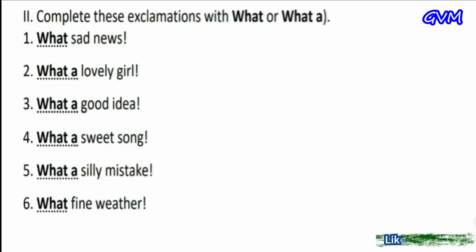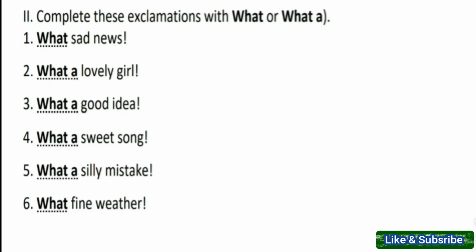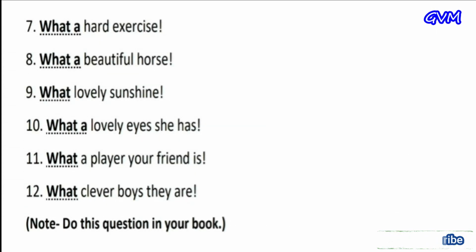Fourth, dash sweet song, and the answer is what are. Fifth, dash silly mistake, and the correct answer is what are because this is a countable noun. We count the mistake. Sixth, dash fine weather, and the answer is what because this is an uncountable noun. Seventh, dash hard exercise, and the answer is what are. We count the exercise: 1, 2, 3, 4, 5, 6 and so on.